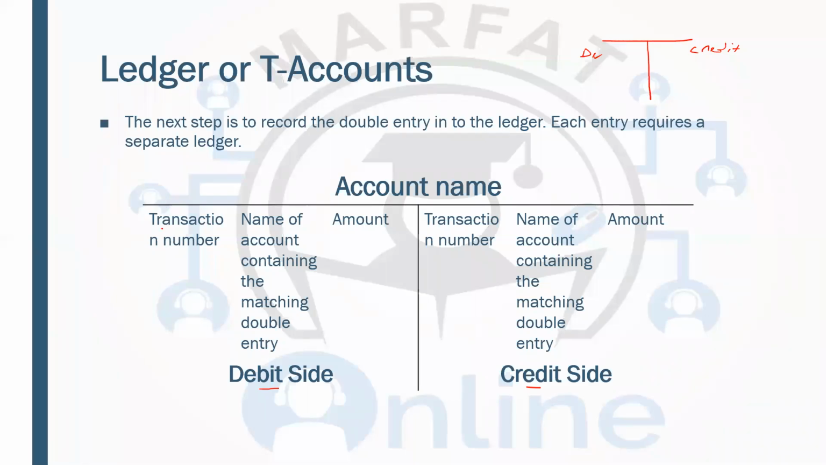And then there's the transaction number. There's no need to write the transaction number, but we usually have it in the standard format. And this is the name of the account containing the matching double entry. We are going to discuss this. And this is the amount, usually in dollars. And this is the account name. So the similar things are on the debit side, and the similar things are on the credit side. This is the T you need to understand.